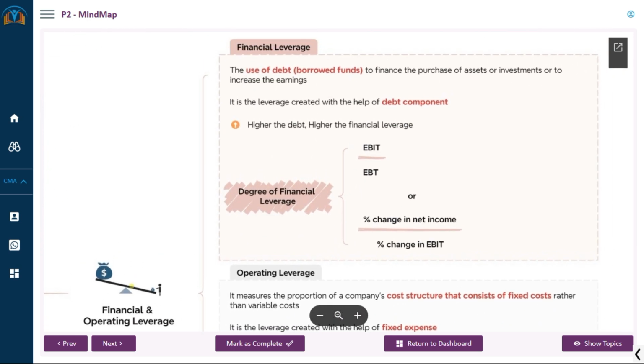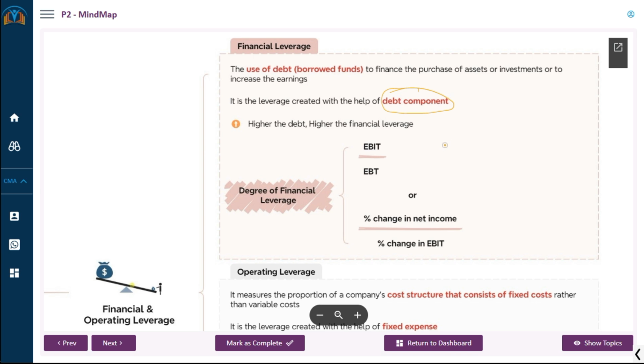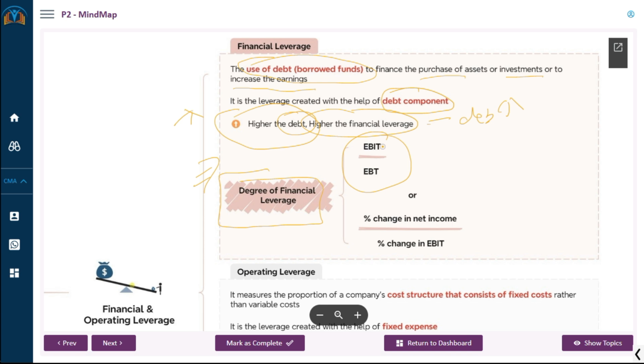In leverage ratios we have financial leverage and operating leverage. So what is financial leverage? Financial leverage is the ratio that is calculated out of your debt component. It means you take borrowed funds, you use debt to finance the purchase of assets or an investment, or to increase your earnings. So financial leverage is the use of debt or borrowed funds. If the financial leverage is high, this means you have taken a lot of debt. The degree of financial leverage is calculated in two ways: you can calculate it as earnings before interest and taxes divided by earnings before taxes, or as the percentage change in net income divided by the percentage change in EBIT. So this is what financial leverage is.